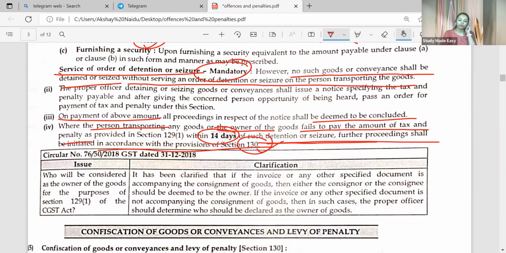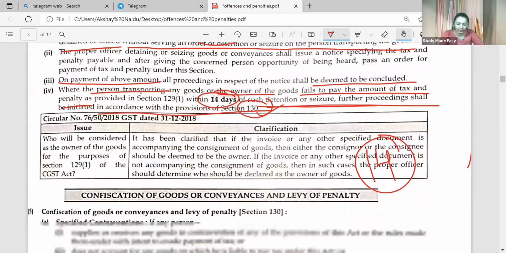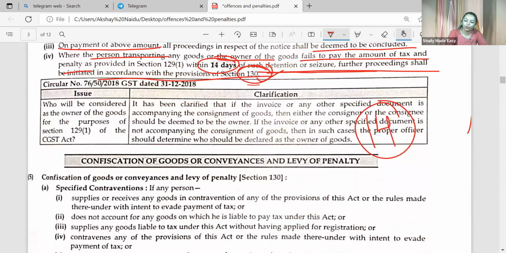ठीक है, तो यहाँ पे सेक्शन कहता है कि if after the seizure, 14 days के अंदर you should pay the taxes and penalty and you do not pay the tax and penalty, in such a case 130 के provisions start. And sorry, 130 is not prosecution, 130 is confiscation of goods. Seizure and detention एक limited time के लिए होता है, confiscation is a bigger term. ठीक है, तो यहाँ पे your confiscation related proceedings will start.